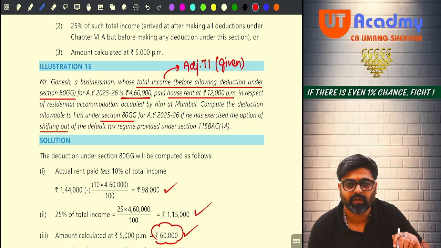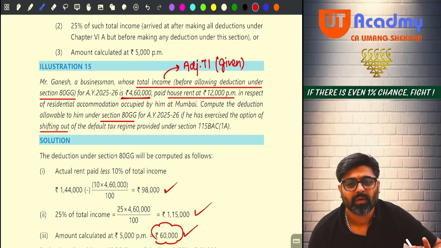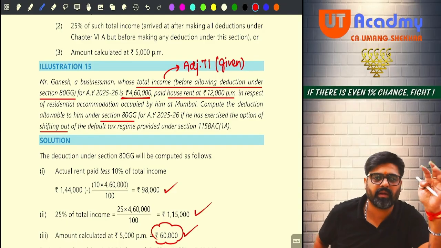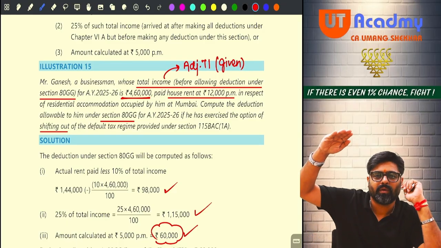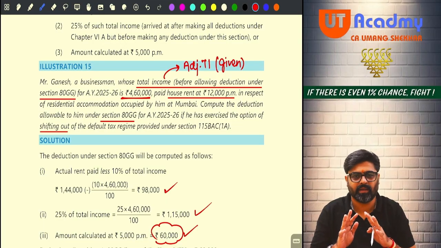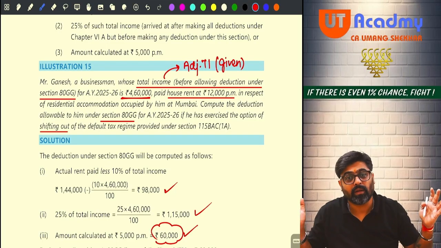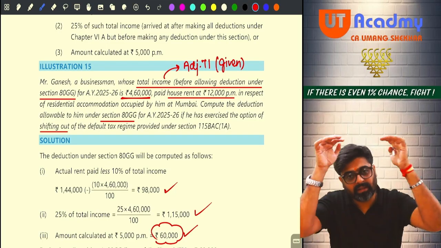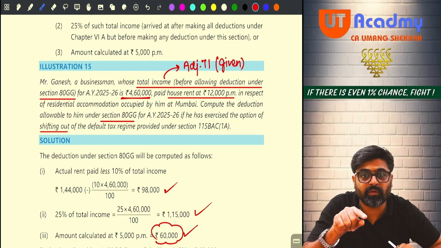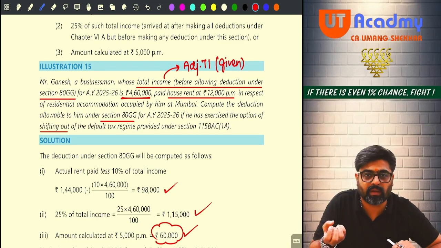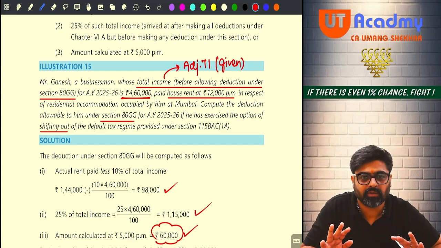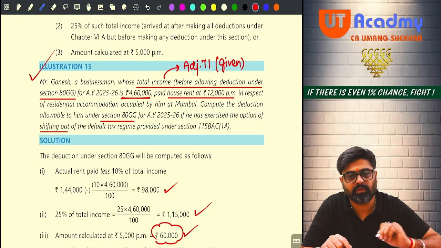60,000. But wait. What difficulty they can bring here? Come on, you tell me. What difficulty they will give? They will give the details of salary, house property, PGBP, capital gain. They will tell you to calculate GTI. But in that GTI question, they will give this information. But they are not going to now give you directly adjusted total income. You will have to calculate it. Got it? Sure. This was your illustration 15.